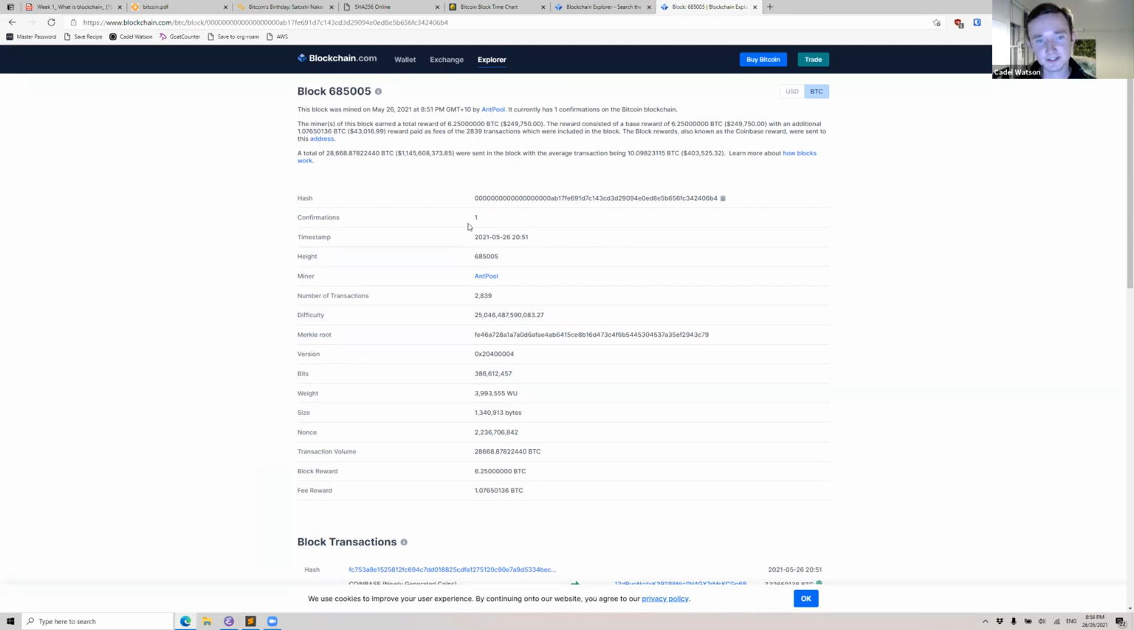We can also see in the confirmations here that this block has been confirmed once. In Bitcoin, again, we generally want to wait for about 6 confirmations to know that a transaction or a block has been included. So if I had sent money within this block, I would want to wait a bit more time before I would send out the goods that I was being paid for and so on.